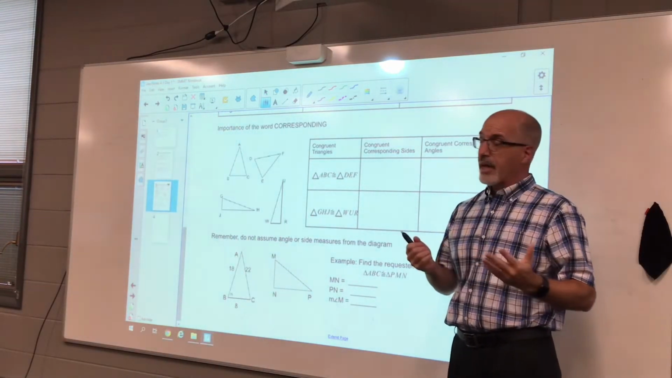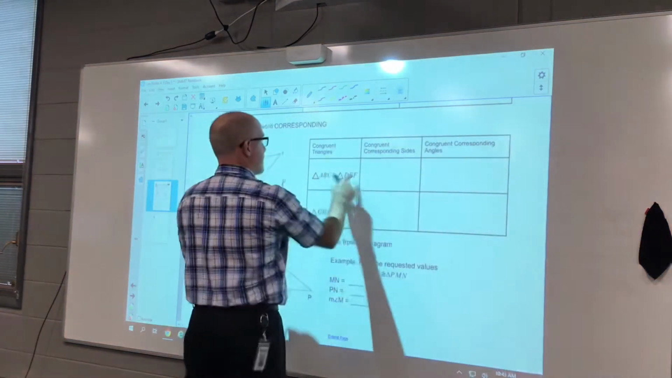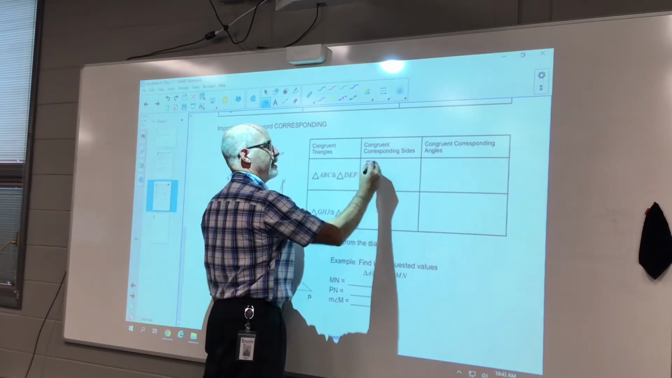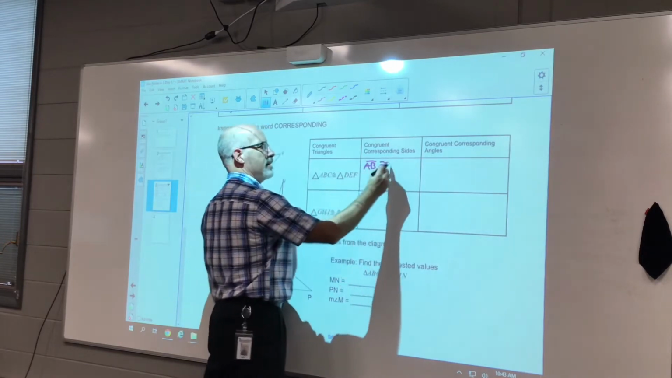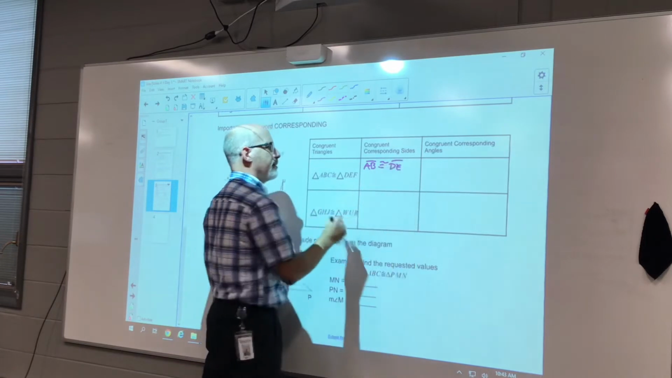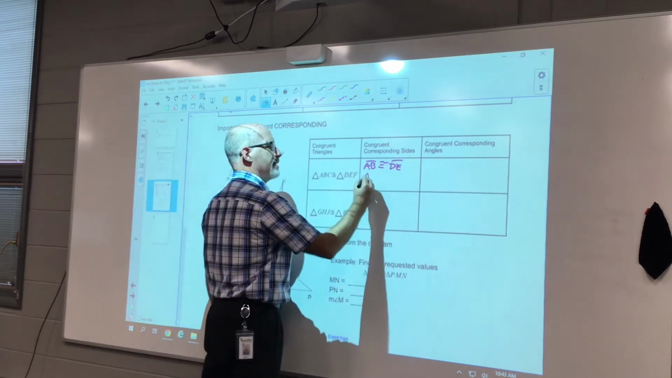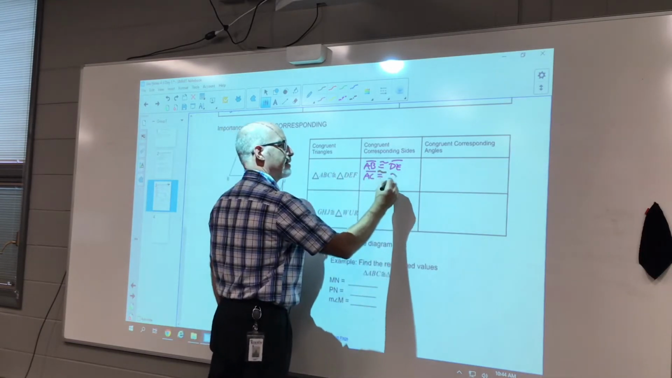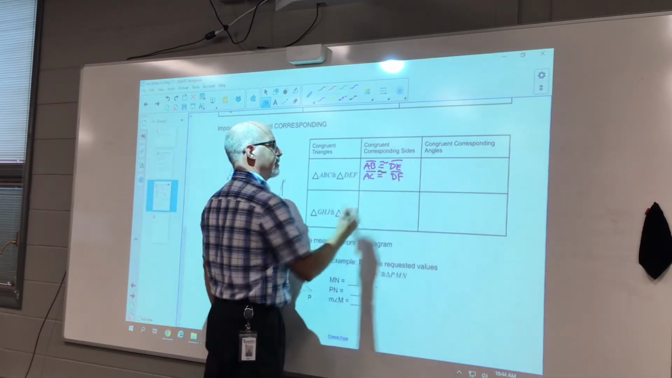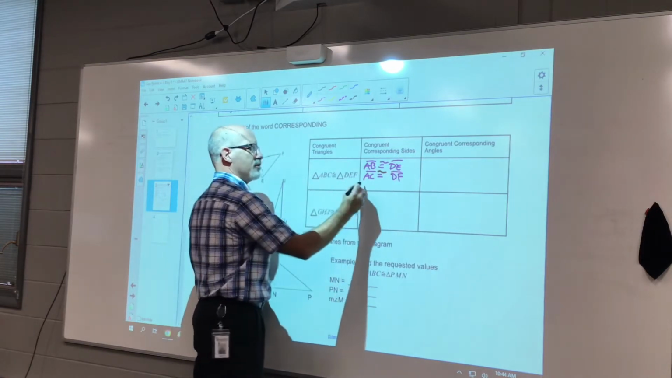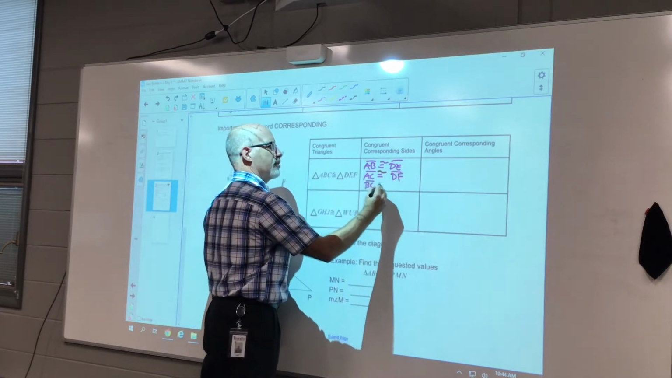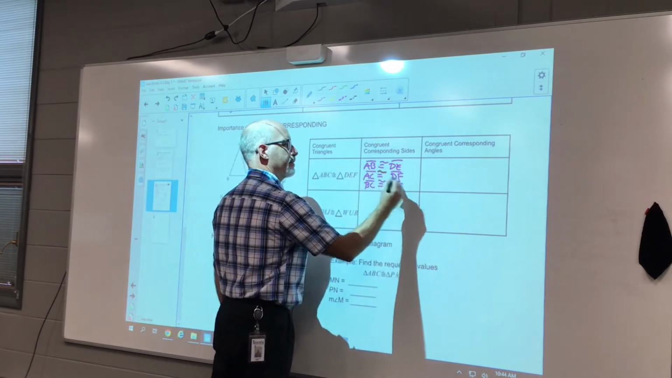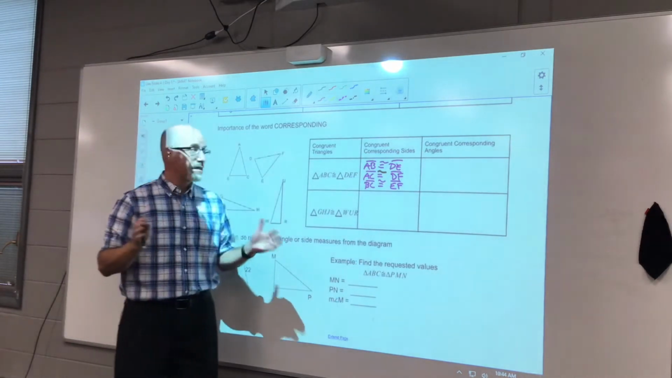Let's take a look at what you got for these. All right, so this, we have corresponding sides. We list the first 2, AB, correspond with the first 2 here, DE. The first and last, AC, is going to correspond to DF. Okay, and then if we do the last 2, BC, those 2 are going to correspond to EF. So those are our corresponding sides that are congruent.